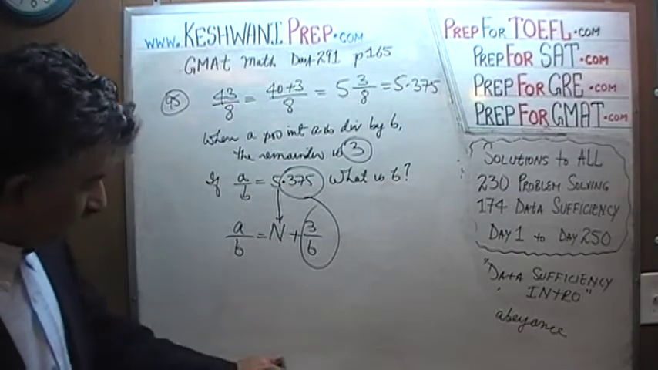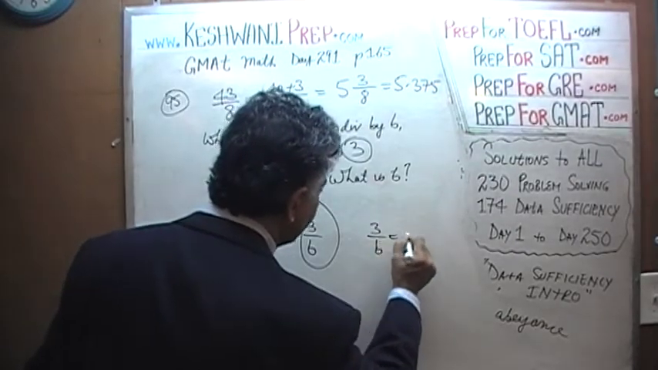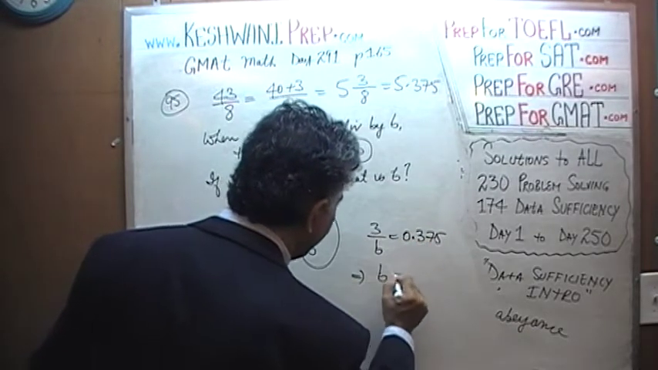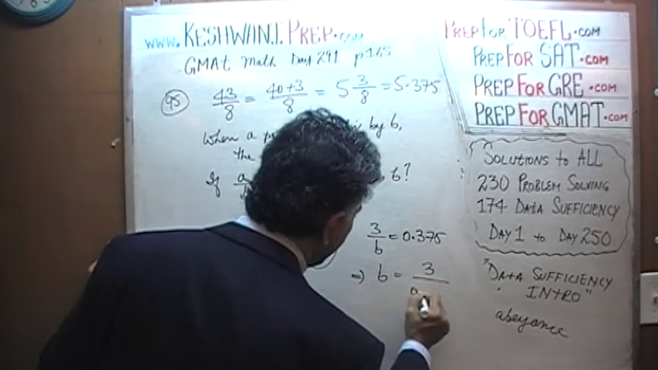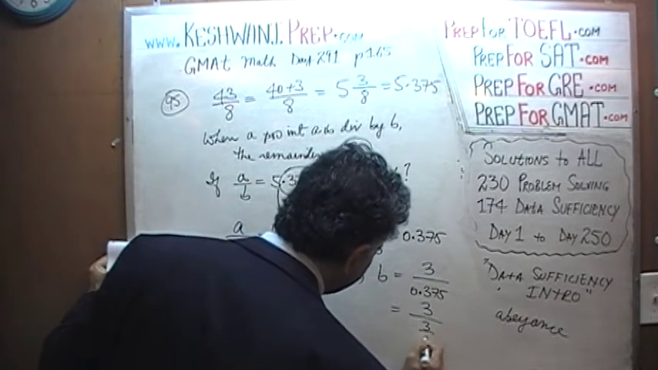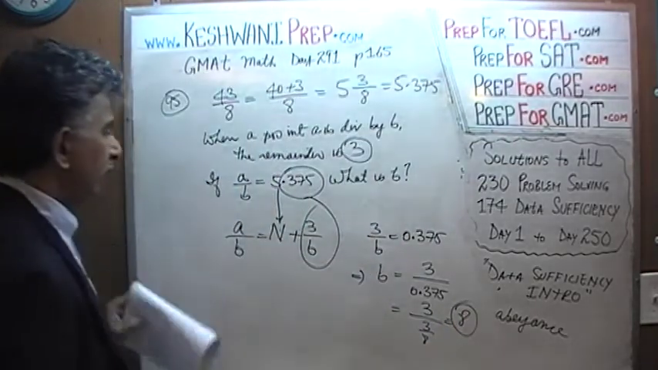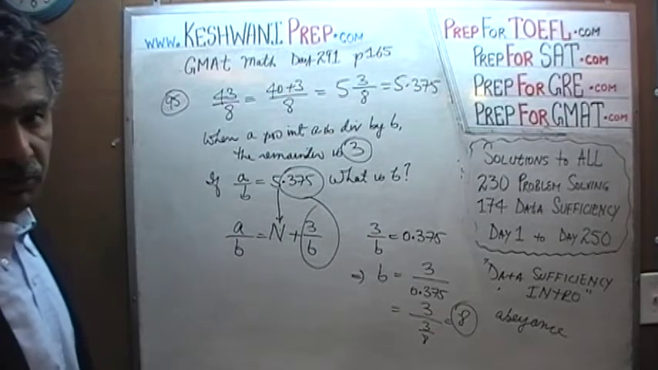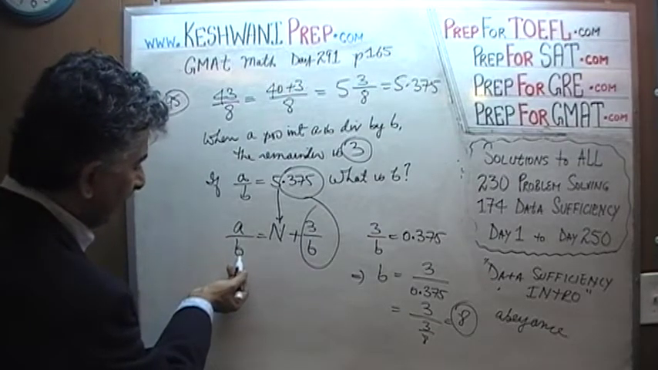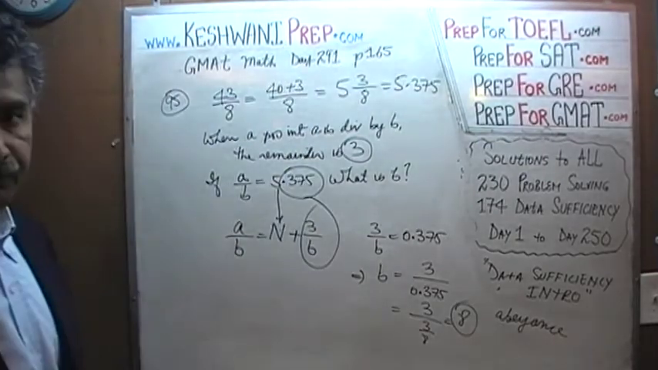That's all it is. So 3 over b equals 0.375, which implies that b must be 3 divided by 0.375, which is the same as 3 over 3/8, which is, the 3s are going to cancel out and we're going to end up with 8. Which of course we knew all along. The bottom is equal to 8 because we settled the problem right there.